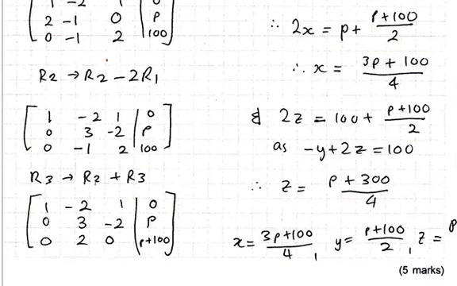And now row 3, what we're going to put in row 3 is row 2 plus row 3. And what we get from that, as you can see there, are 2 zeros. So what we end up with is 2y equals P plus 100, just by considering that system of equations. So hopefully it makes sense.